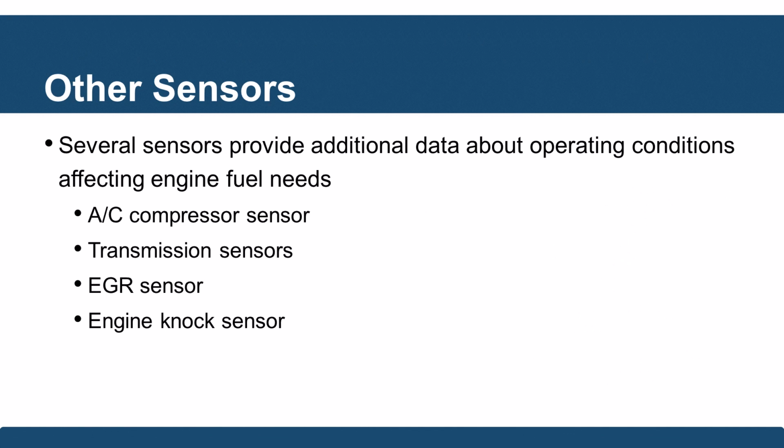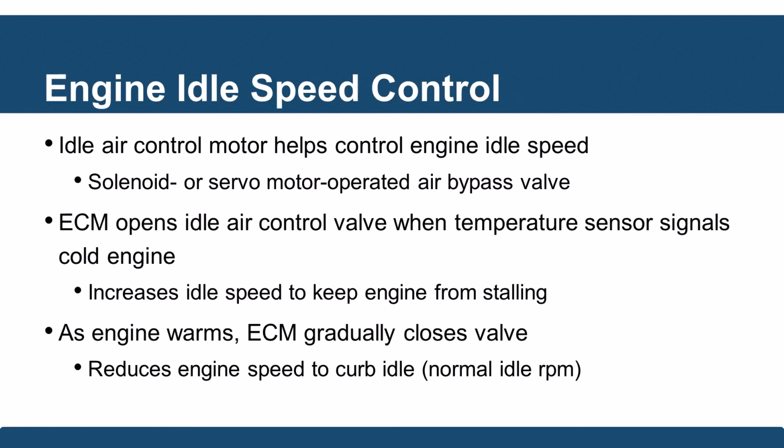Some of the other sensors that also provide data about operating conditions and the engine's fuel needs: the AC compressor sensor, telling the engine when the AC compressor is engaging. Some of our transmission sensors, telling when the transmission is in a shift. The EGR sensor, our exhaust gas recirculation sensor, letting it know when we're using inert gas. There's also the engine knock sensor, which will determine if we're pinging and detonating.